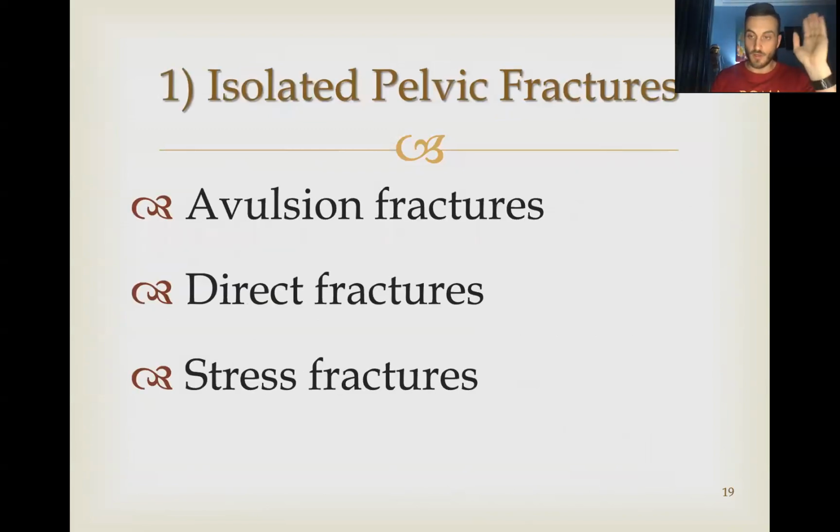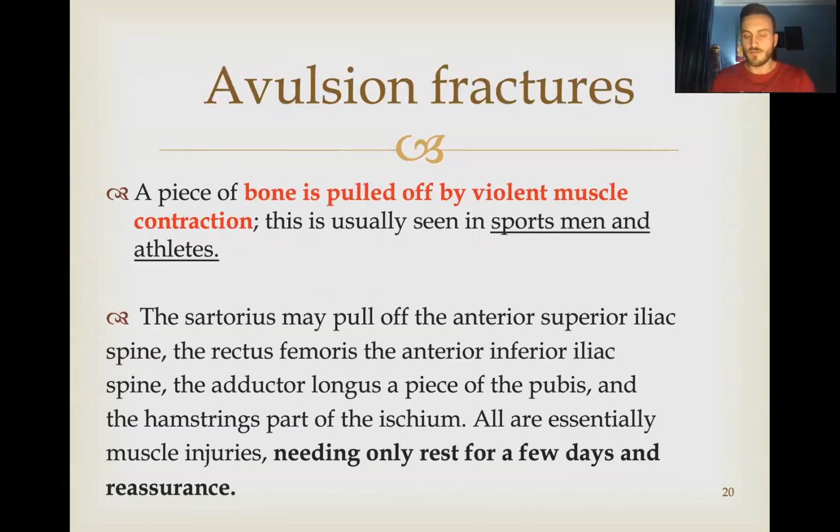Isolated pelvic fractures. If you have an isolated pelvic fracture, it's either an avulsion, and we talked about what an avulsion fracture is, where the muscle pulls the bone, or direct fractures from direct trauma or stress. About avulsion fractures, wherever there is a muscle holding the bone, you can have an avulsion fracture. For example, the sartorius muscle is attached to the anterior superior iliac spine. Okay, in here, the anterior superior iliac spine. So if you have an avulsion fracture, you will see that this part is avulsed.